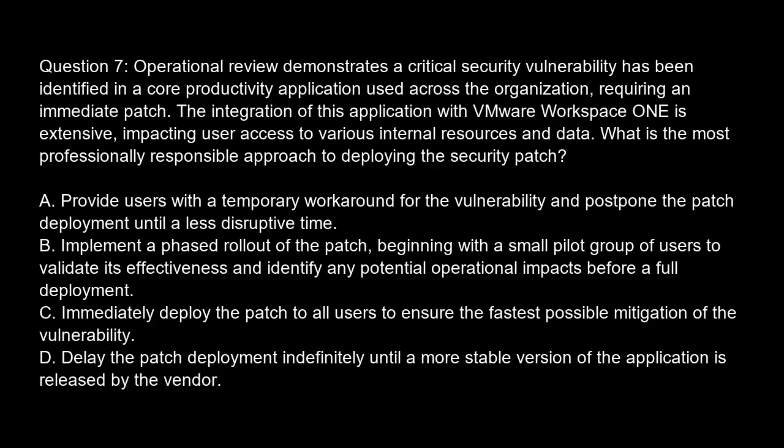Option A. Provide users with a temporary workaround for the vulnerability and postpone the patch deployment until a less disruptive time. Option B. Implement a phased rollout of the patch, beginning with a small pilot group of users to validate its effectiveness and identify any potential operational impacts before a full deployment. Option C. Immediately deploy the patch to all users to ensure the fastest possible mitigation of the vulnerability. Option D. Delay the patch deployment indefinitely until a more stable version of the application is released by the vendor.